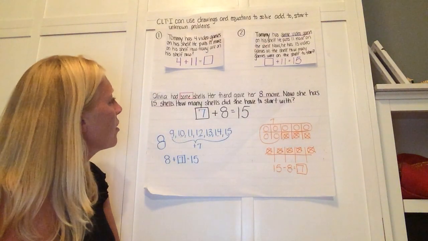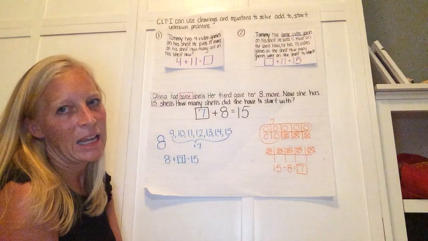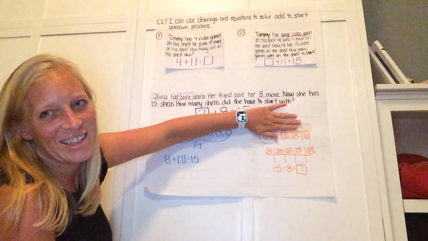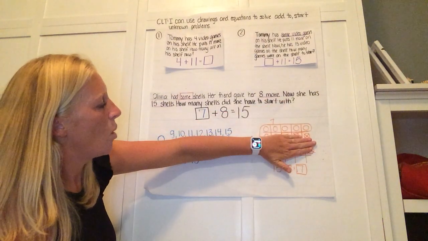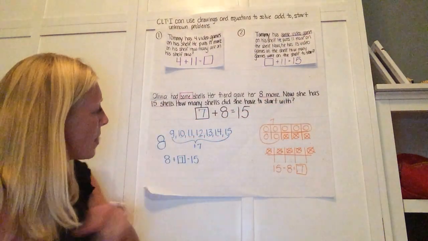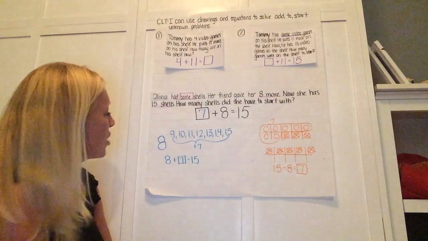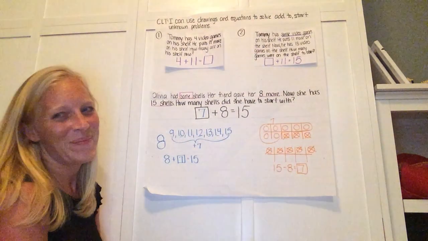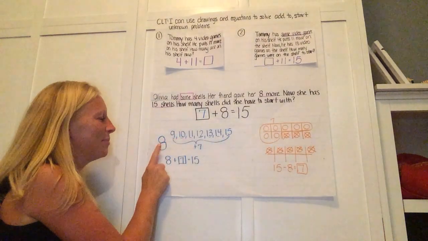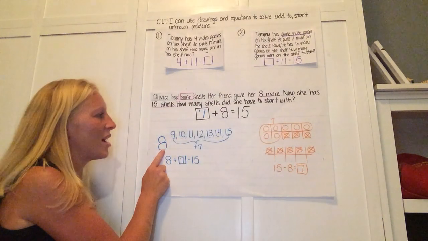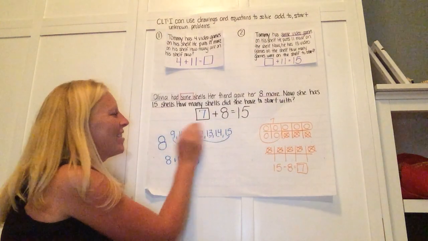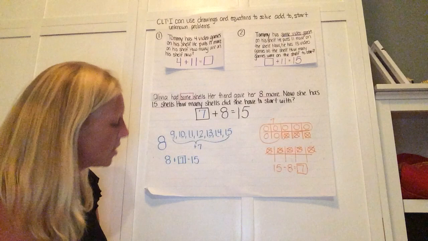So where are the shells that she had at the beginning? Up here. Where are the shells that she got from her friend? Where are the shells that she has now? How about over here? Where are the shells that she had to start? Where are the shells that she got from her friend? Where are the shells that she has all together? All the 8, and then the 7 more, which was 15 altogether.